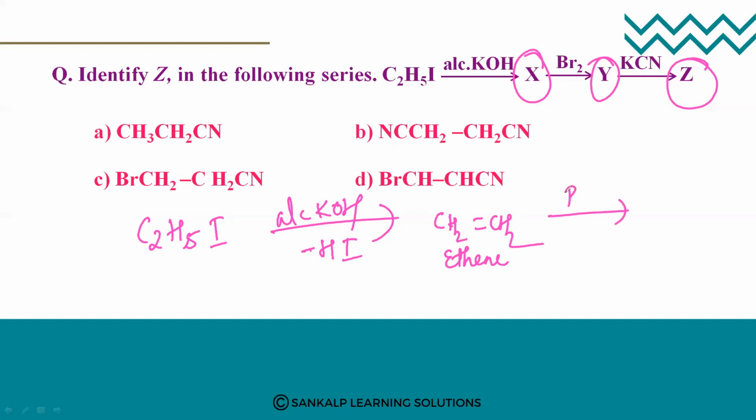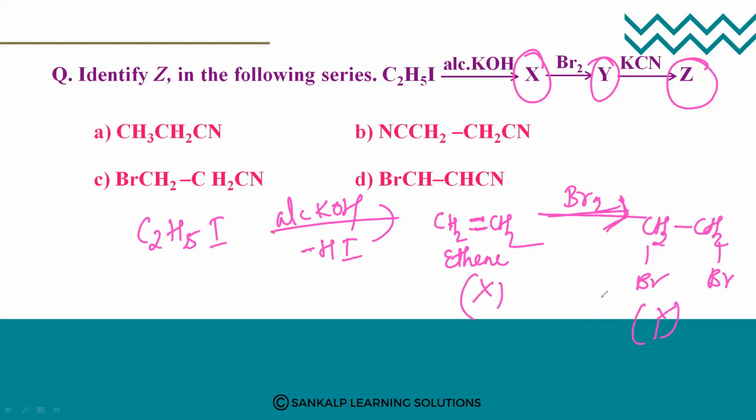Now this further you have to treat with Br2. When you are treating ethene with bromine water, it will give decolorization. It is used for testing unsaturation, that is, the presence of a double bond or triple bond in a molecule or compound. So when bromine water is added, across this double bond the Br atoms are added. So it will become CH2Br-CH2Br. Okay, so it is 1,2-dibromoethane, the product which is obtained. So this is our Y, and this is our X.